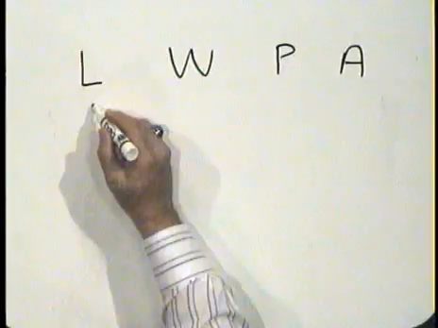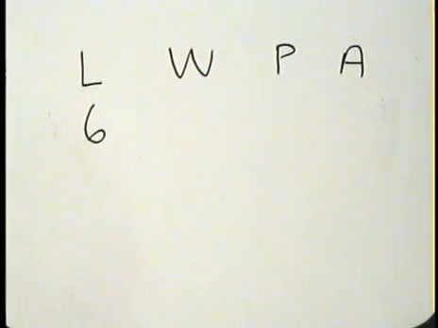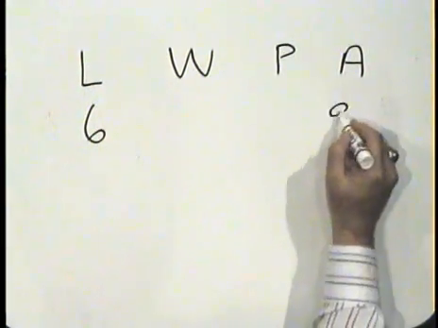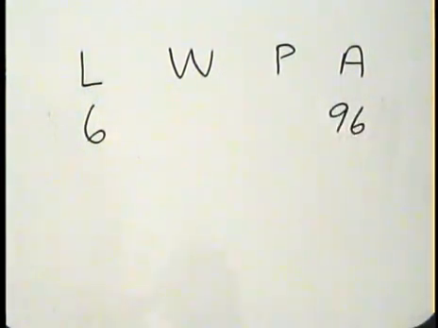The next one is just a little bit more complex. Let me go ahead and erase that. Because this time what I'm going to do is I'm going to give you the length, which is 6, and I'm going to give you the area, which is 96. And you've got to find the width and the perimeter. Do that now, please.